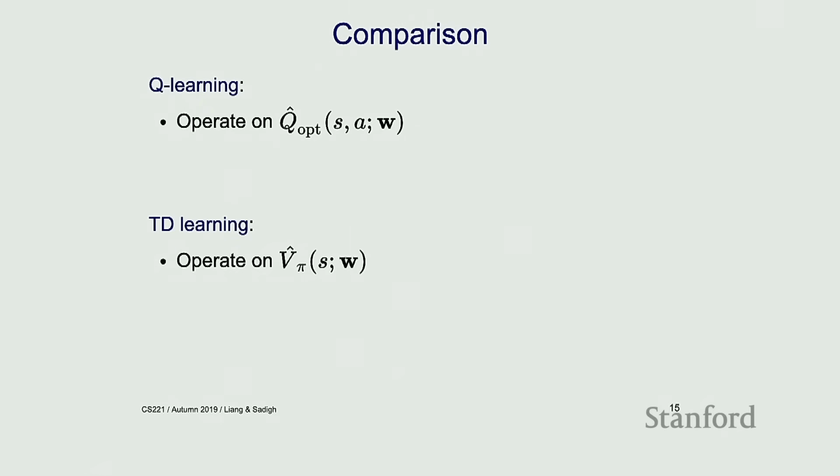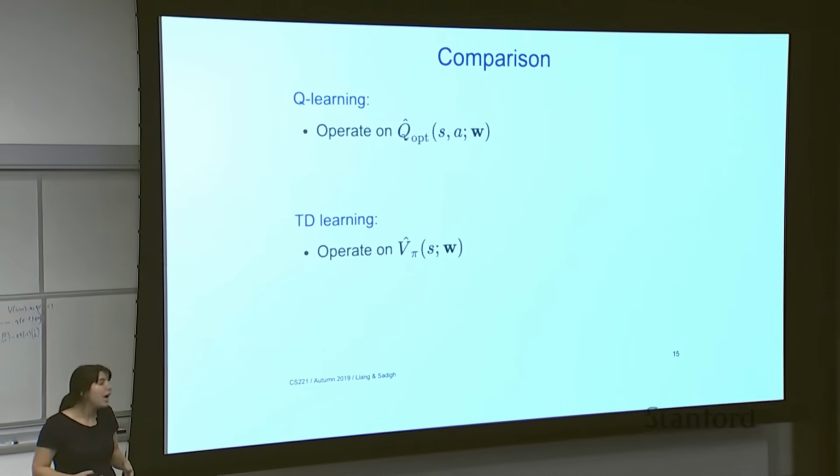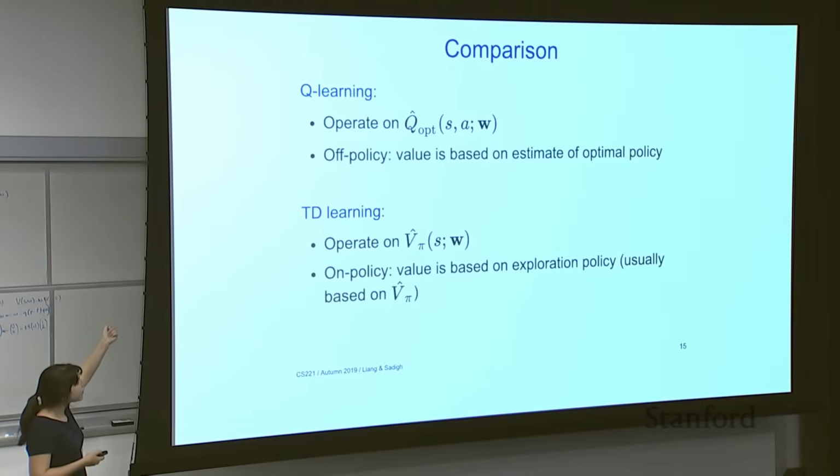Here we are operating on a value function, on V, and V is only a function of state. Part of that is because in the setting of a game, we already know the rules of the game, so we already know the actions. We don't need to worry about it as much as we do in Q-learning. The second difference is Q-learning is an off-policy algorithm.